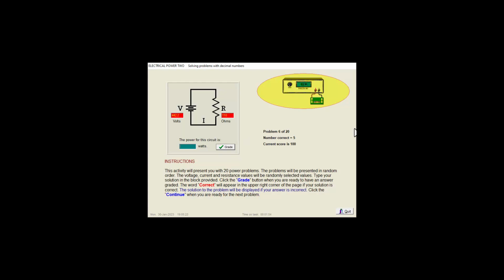Okay, we have V and R, so it's V squared over R, 442.2 squared divided by 110. I have 1.77 times 10 to the 3, so we have 1777.6.